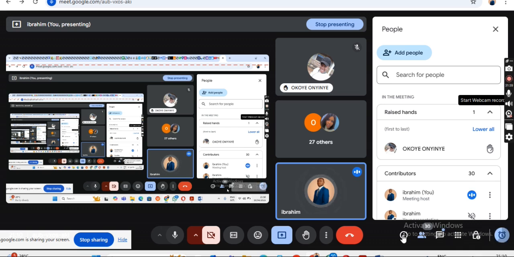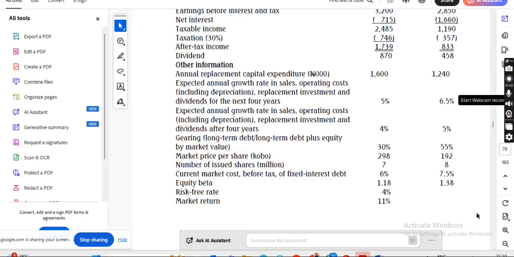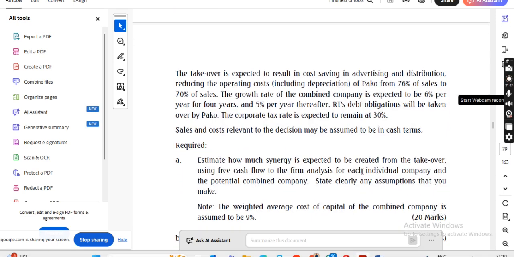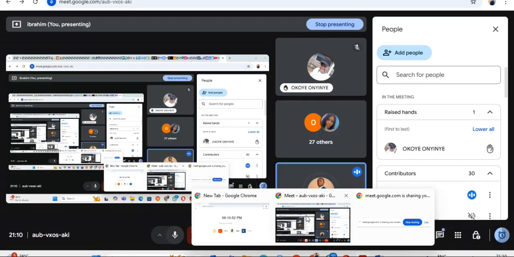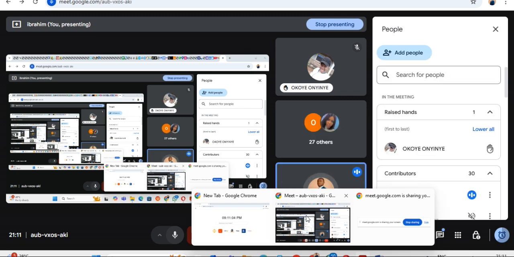And what is the required? The required says calculate the free cash flow for each of the firm, using the free cash flow to the firm, and the combined company. So you calculate the free cash flow for each of the firms. Then we will combine them. Then we look at it: is there synergy or not? That is what we use to advise.